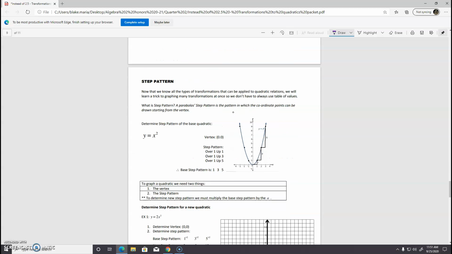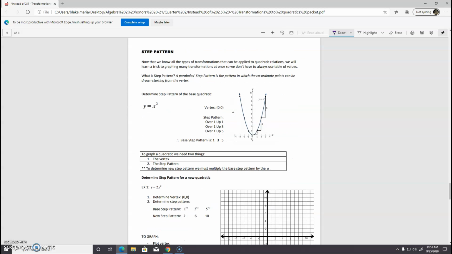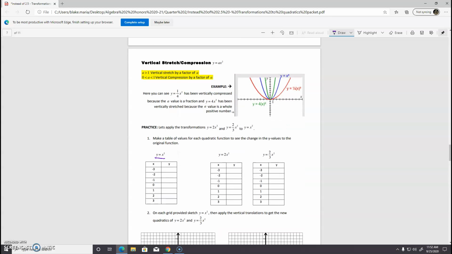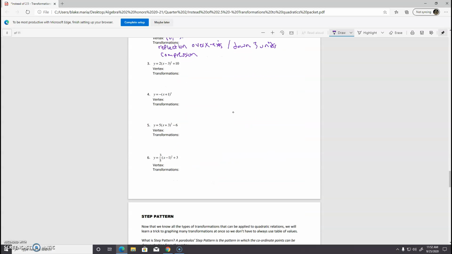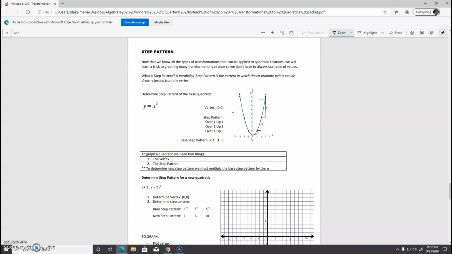All right, and so the step pattern. The step pattern, basically, we don't want to do this table every time we want to graph, right? Is there a shortcut? Do I have to sit there and plug all these values in? And the answer is no, there's a pattern. So we're going to look at that pattern.